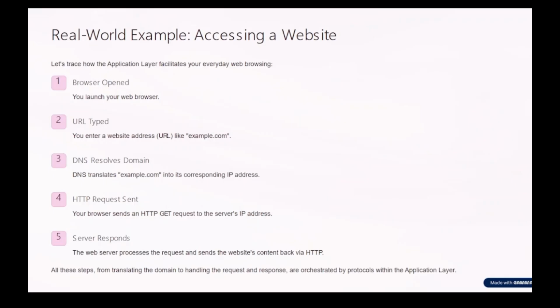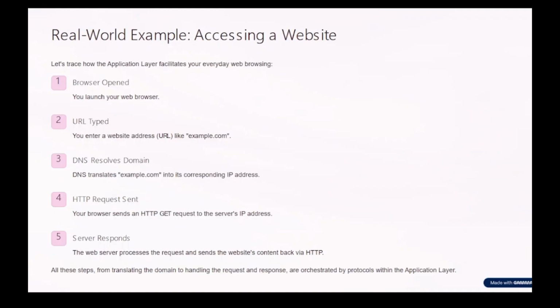A real-world example: accessing a website. Let's see how the application layer functions in your everyday web browsing. First, you launch your browser and enter the web address, like www.google.com. Second, DNS resolves the domain. DNS translates example.com into the corresponding IP address.